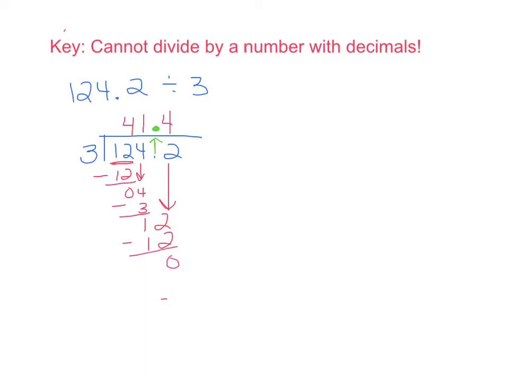Now this kind of works out in the sense that my remainder is 0. If I did have another number here, I would have to add a 0 here, bring down the 0 again, and keep going. Okay. But right now I can say that my answer is going to be 41.4.